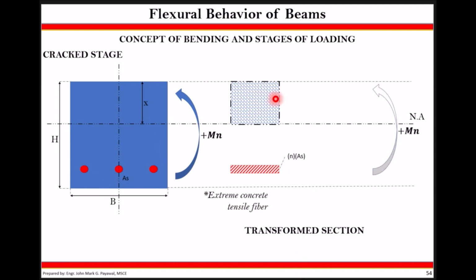The transformed section would now look like this. Unlike before, buo yung concrete mo, kasi nga uncracked siya. Buo yung concrete tapos may steel. Ngayon dahil cracked section siya or cracked stage siya, natitira na lang yung concrete dun sa distance nung x ko. Kung ano yung x value, yun yung depth nung concrete ko. Nasasalo lahat nung stresses mamaya.